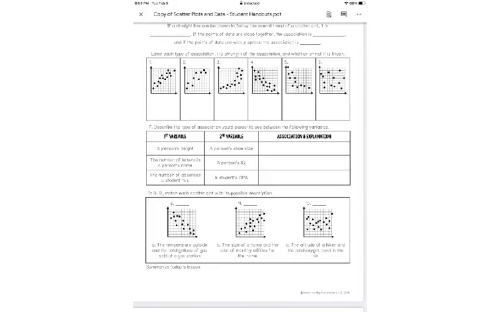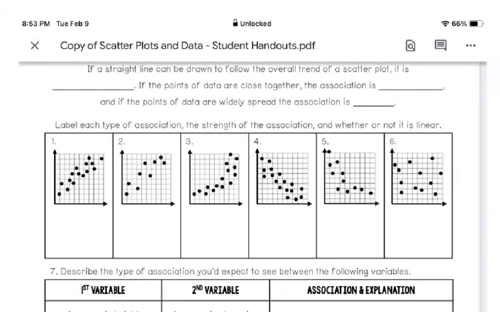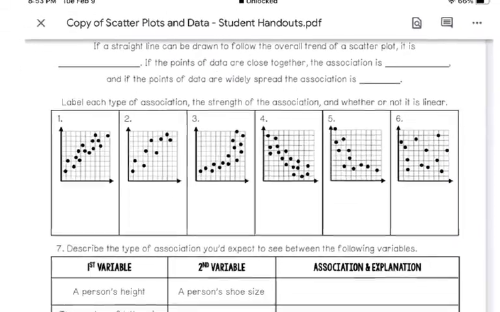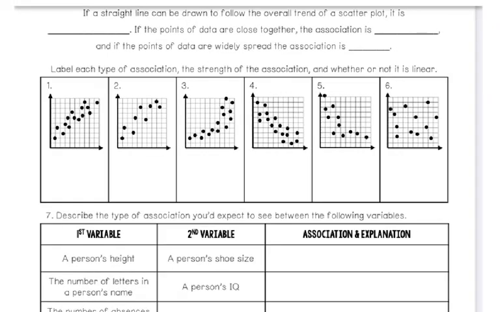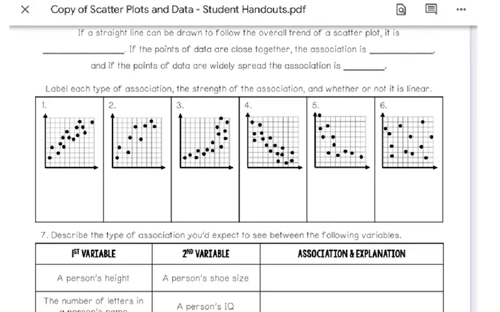All right, on to the next slide. We're going to zoom in here for a minute. So at the top of your page, it says if a straight line can be drawn to follow the overall trend of a scatter plot, it is linear, right? And we've talked about that word many times in 8th grade math. Basically, it forms a straight line, right?